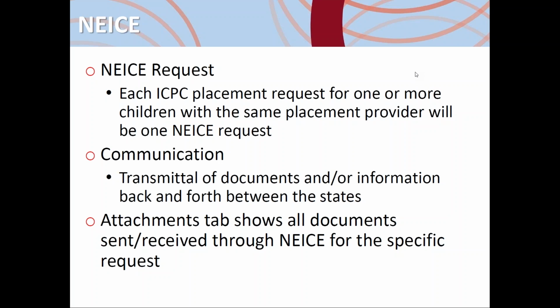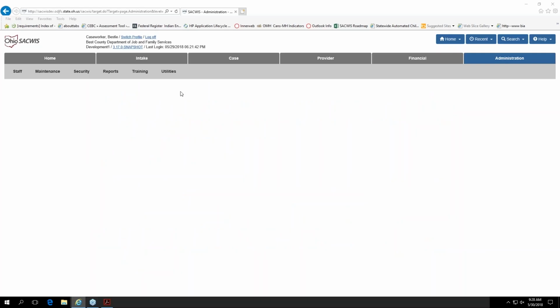And then in this, when we get into the screens, you'll see that there's also a tab for attachments. So if you're looking at the requests on the NEICE side, you'll be able to see all the documents that have come in or gone out through NEICE. So anything that's been sent to you for this request, as well as anything you have sent out, will be all listed on one page for you to see.